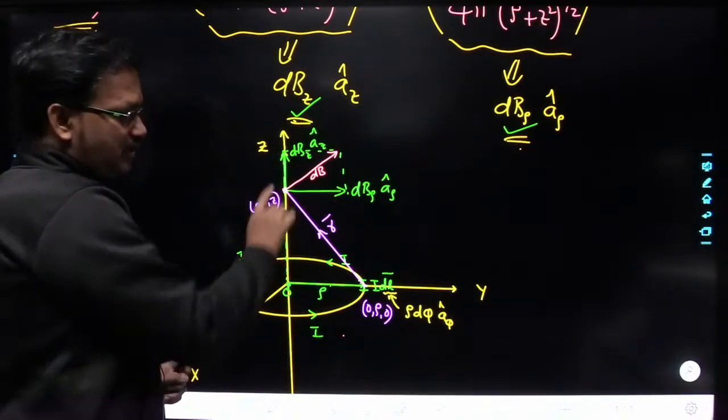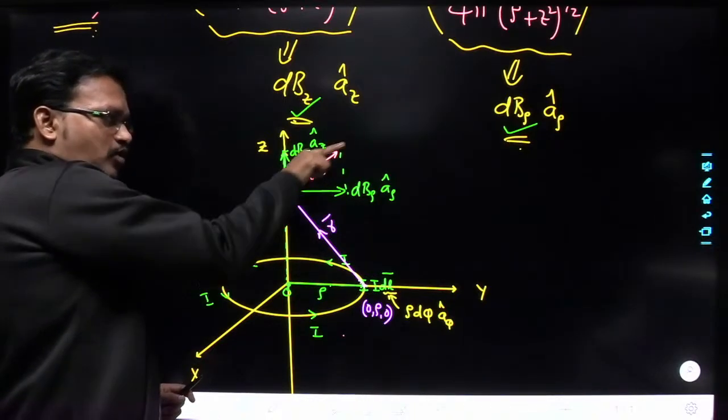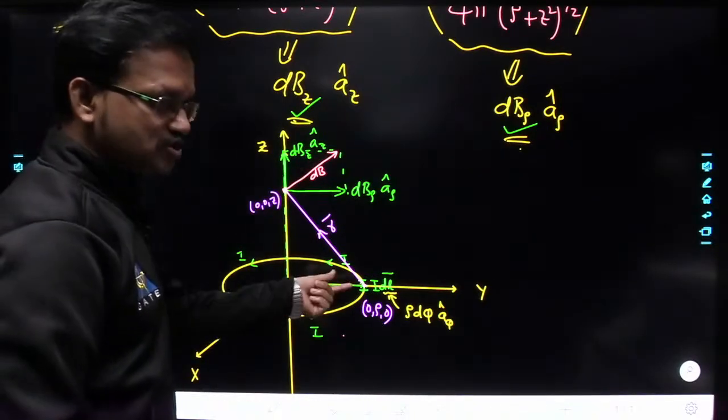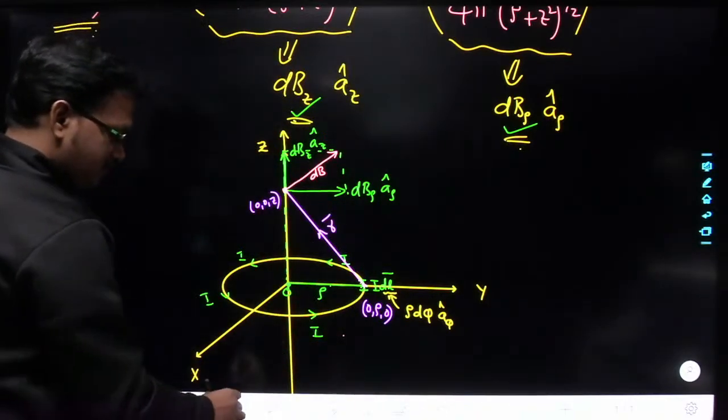Z direction. That means the resultant small differential B field is going to point in this direction due to this small differential current element. Right? Okay. Now see here.